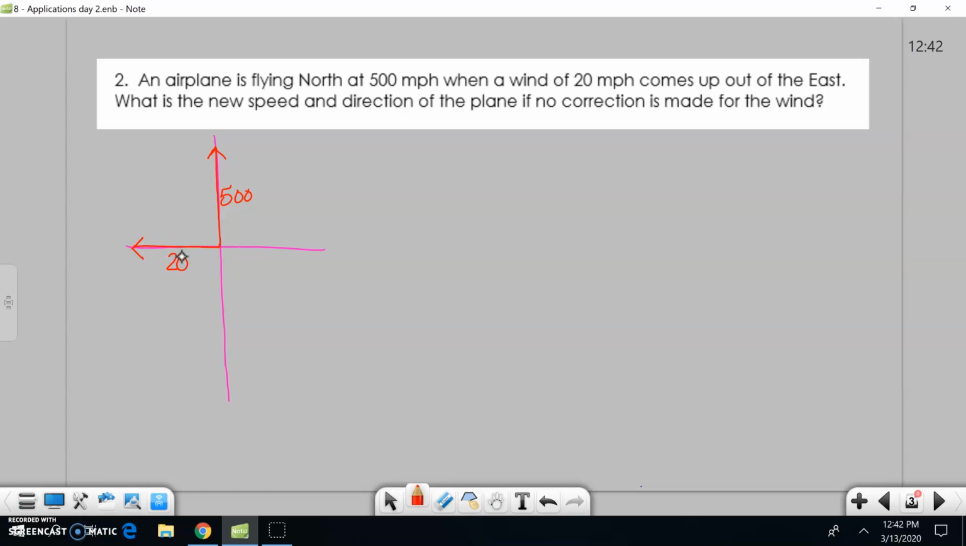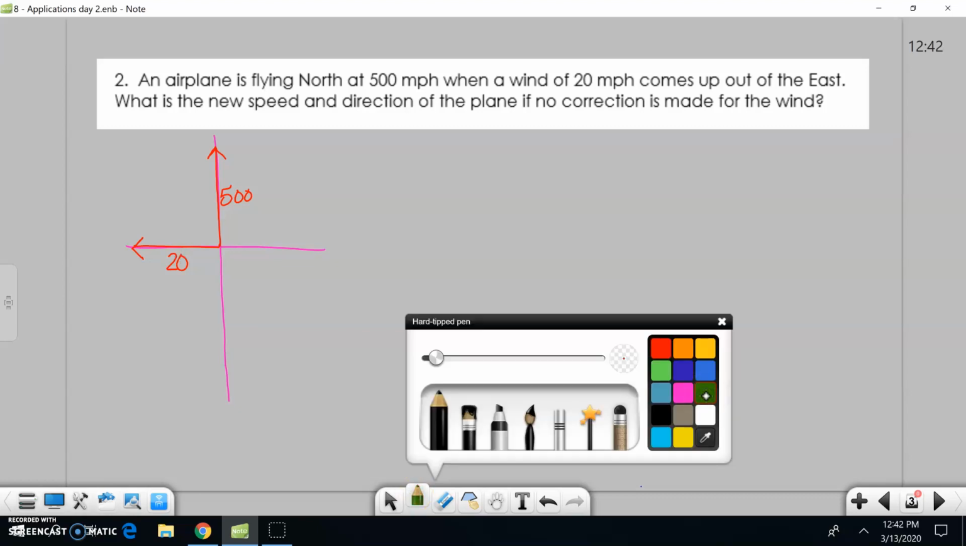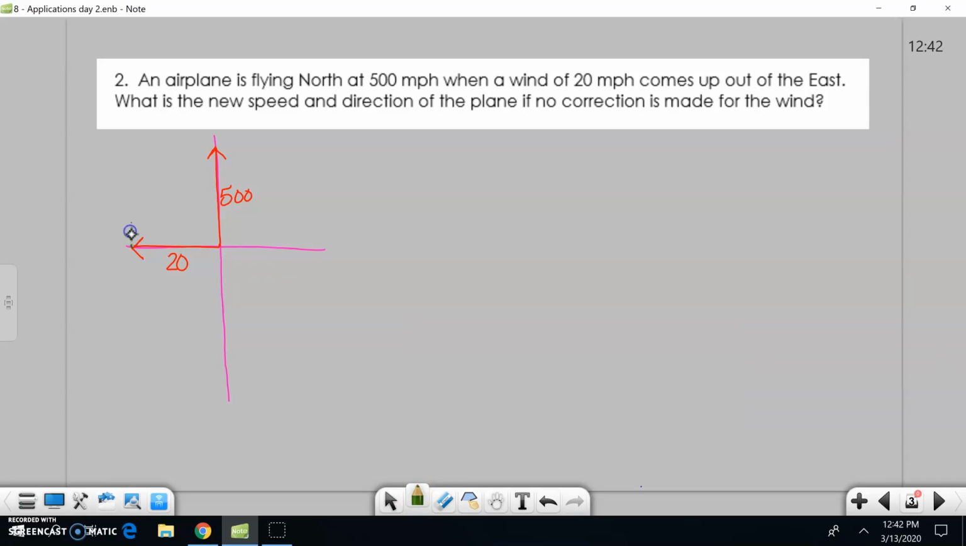What is the new speed and direction of the plane? So the new speed and direction will be the resultant. So you're going to go to the end of one vector, add the second vector to it, and connect it back to the initial point. So the green solid vector is my resultant. We need to find the magnitude and direction of the resultant.